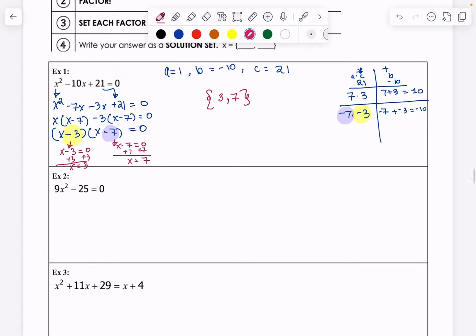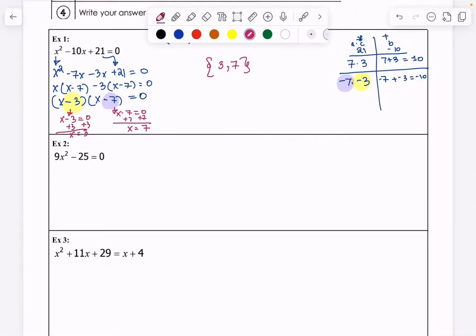The second one is 9x squared minus 25 is equal to 0. So this one is a difference of perfect squares. So this one, we can do it right away. We know that the first one is going to be 3x and 3x for our 9x squared. So I have 3x times 3x. And then the minus 25 is going to be plus 5 and minus 5 equals to 0.